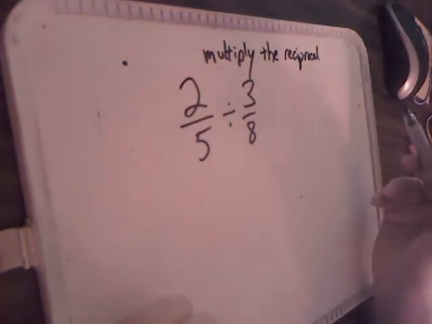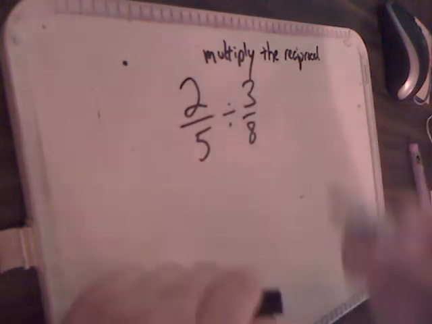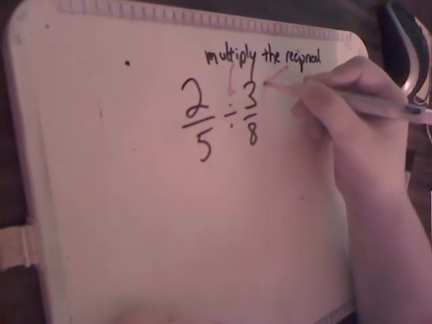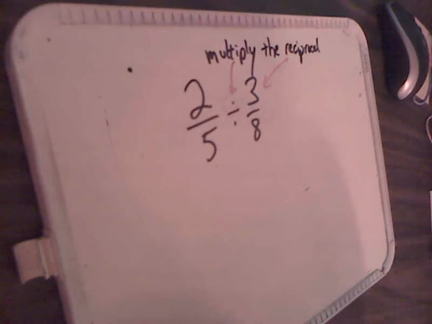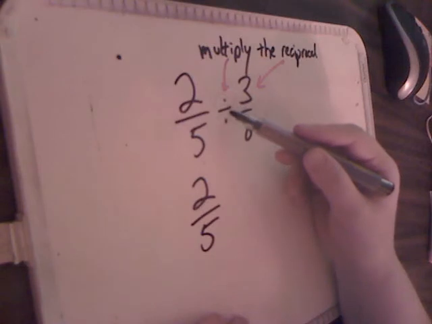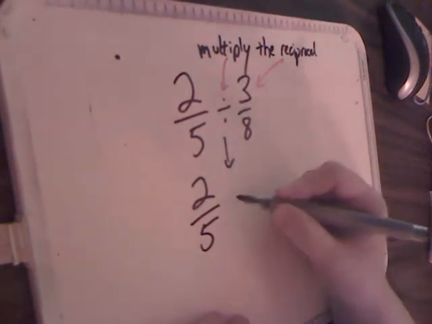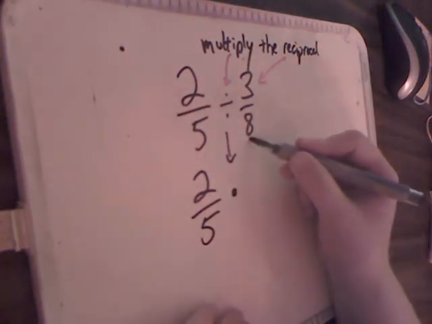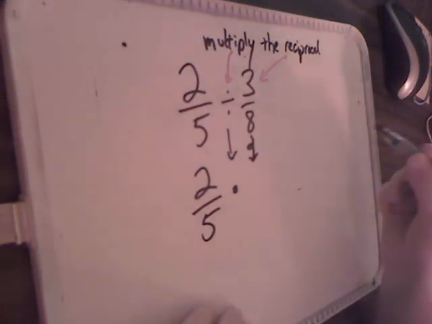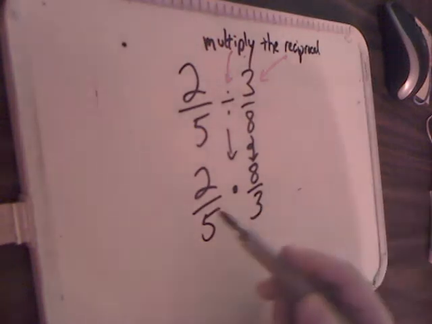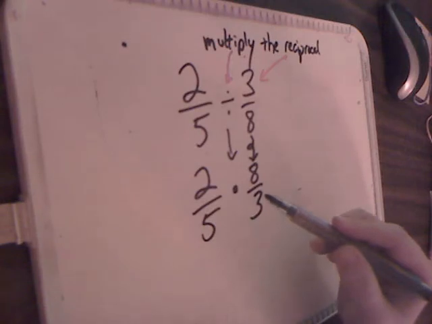And here's what that means. It doesn't tell you to do anything with that first fraction, but it does tell you to multiply the reciprocal. What that means is that the first fraction stays the same, 2/5. That division sign changes to a multiplication sign, the multiply part. Reciprocal means to flip the fraction. So that 3/8 is going to become 8/3. Now that you have this with a multiplication sign, you can multiply just like it was a regular problem.